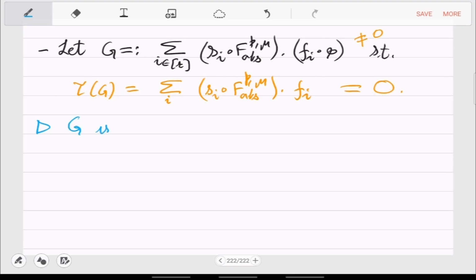Observe that G is a p raised to muth power. Is this clear? Because the psi part is clearly p raised to muth power, the phi part is qth power, and q is at least p raised to mu. So the whole thing is actually a p raised to muth power. So G is a p raised to muth power polynomial with this property, tau of G is vanishing.